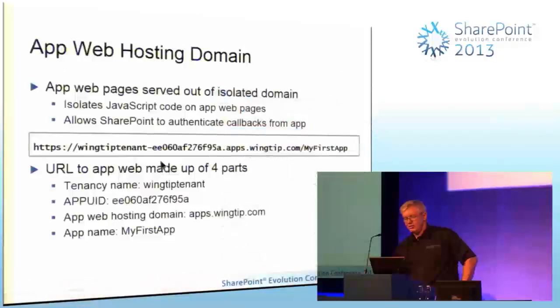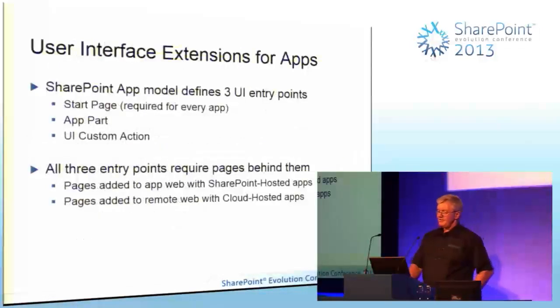having these strange looking URLs. Things like wingtip tenant, the first part, and apps.wingtip.com, those are configurable. The thing in the middle here, the app UID, gets created on the fly. And then the last part is just the name of your app as it exists in the app manifest.xml file.